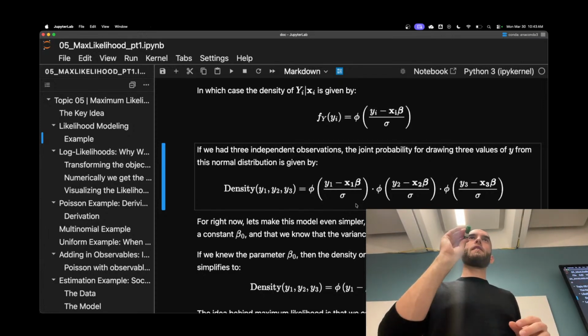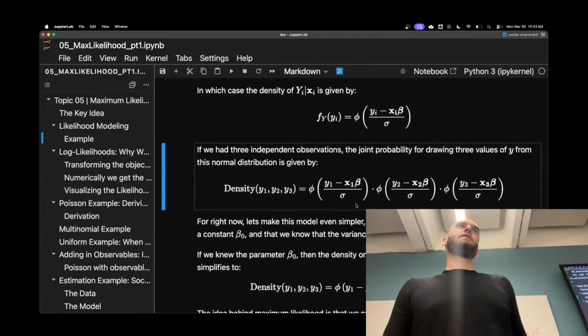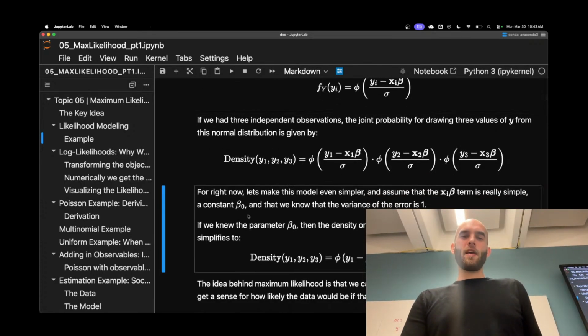This is the first brick in the wall we're building. I don't know if Pink Floyd knows maximum likelihood estimation, but okay.